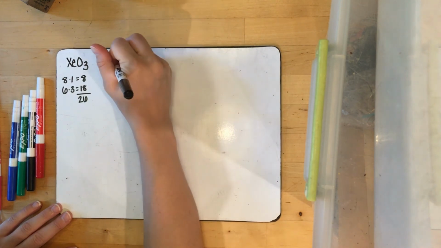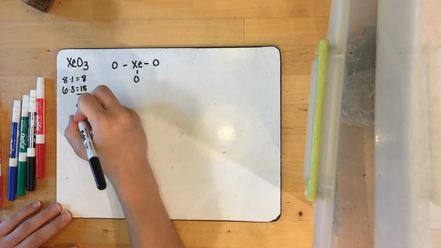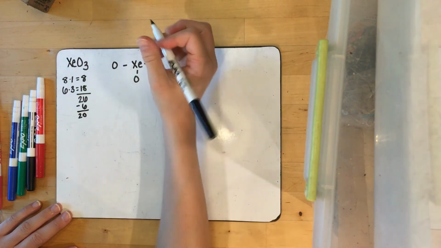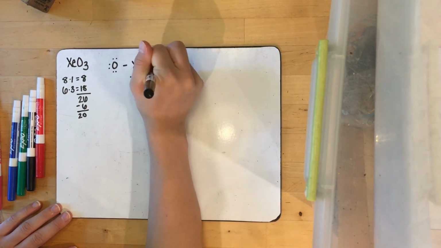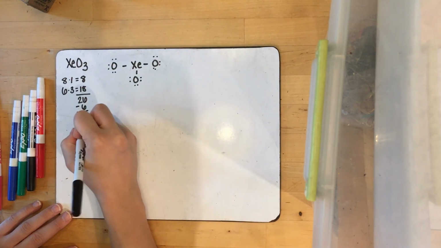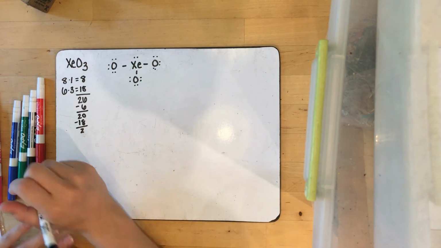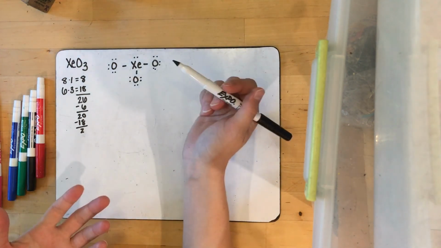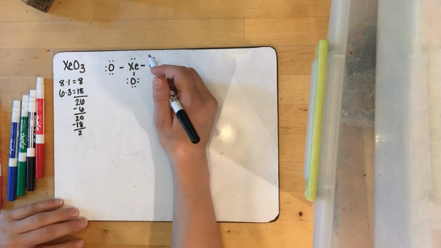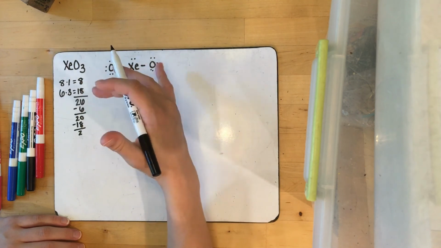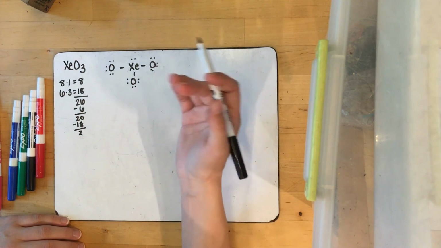So we start by drawing our skeletal structure. Add in those single bonds. And then we can fill in the octets of these oxygens. And the remaining 2 electrons can go on xenon. Now this one's complete, but we can draw other structures for this as well, because xenon is one of the exceptions that can have more than 8 electrons, and it's actually more stable with more than 8 electrons.